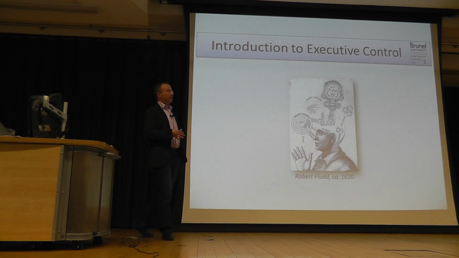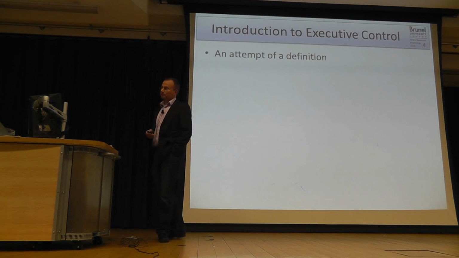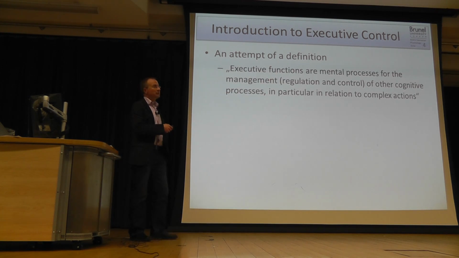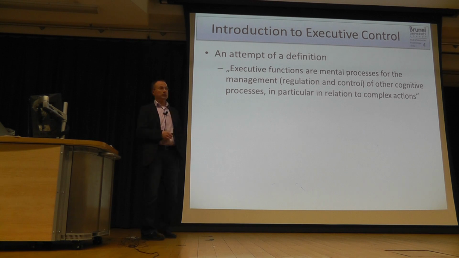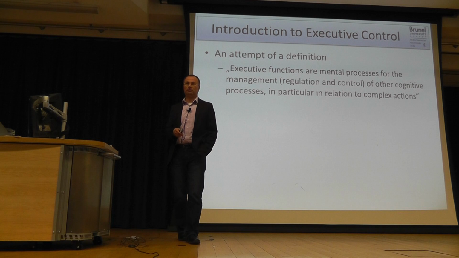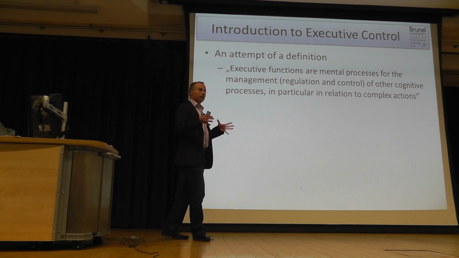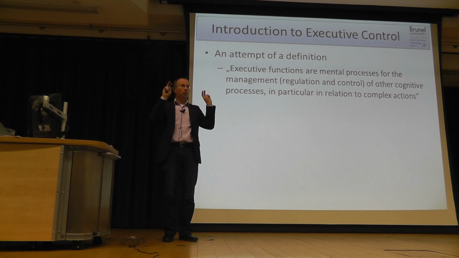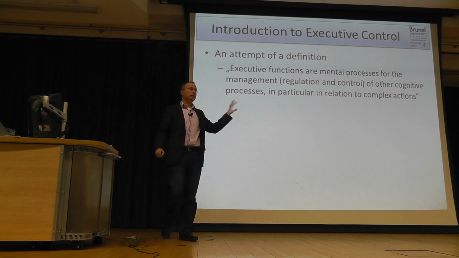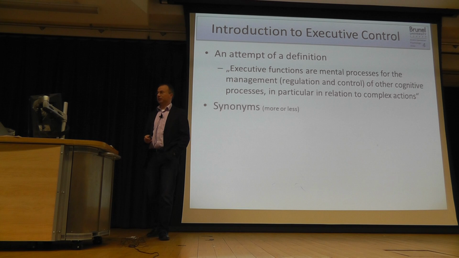Okay, let's start with an introduction into executive control. As usual, we try to start with a definition, and the term executive control is rather ill defined, let's say. So we can start with a definition which says executive functions are mental processes for the management, meaning regulation and control, of other cognitive processes, in particular in relation to complex actions. In other words, what we are looking at are functions which are not directly involved in coordinating tasks, but are hierarchically above the normal everyday task control processes and coordinate everything. We will see in a couple of examples in a moment which probably make that point a little bit clearer.